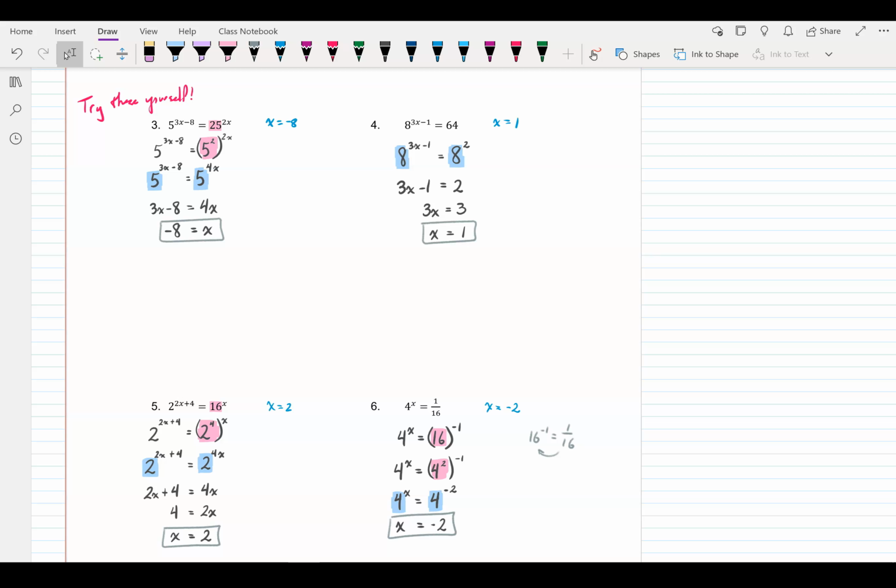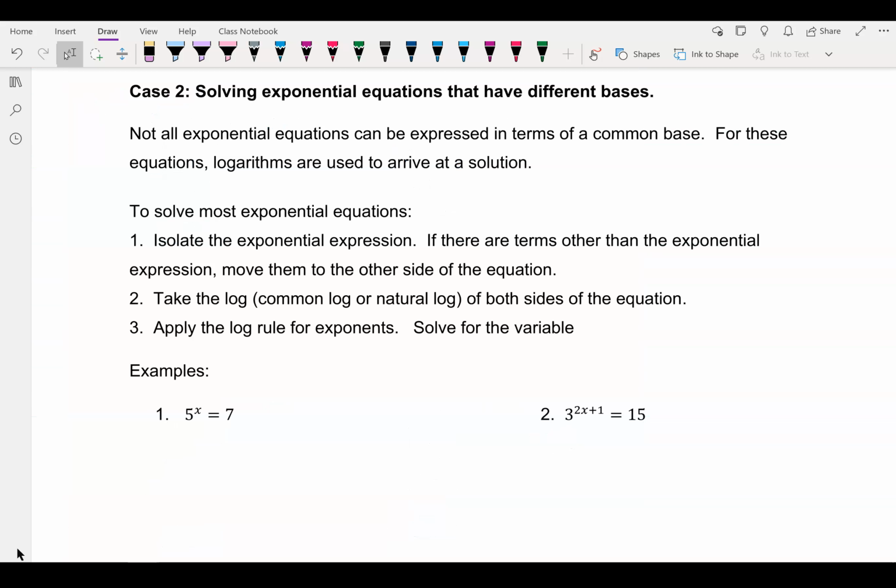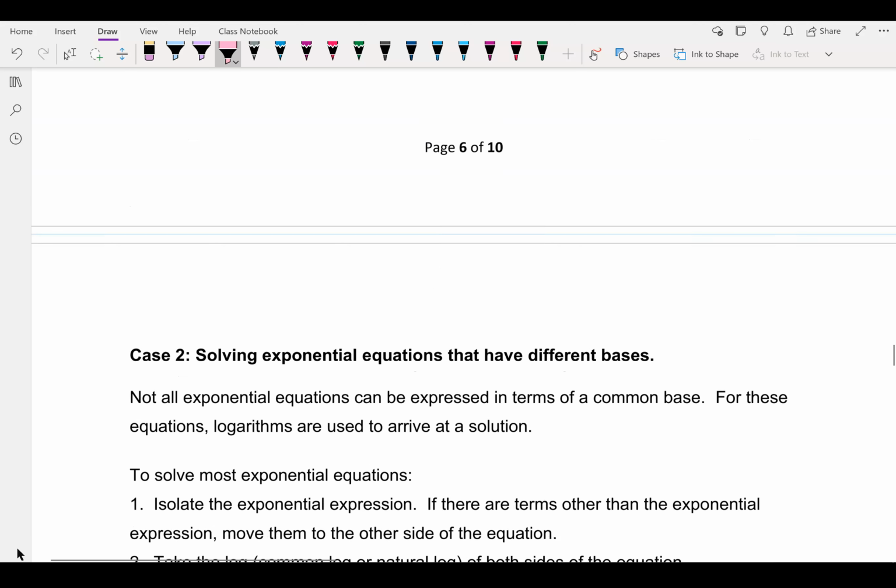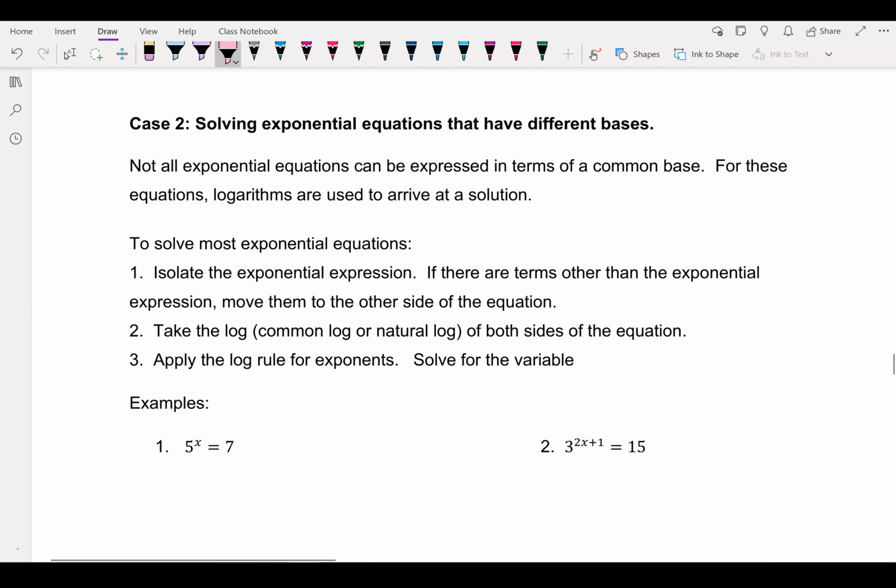Let's try page 7. This page starts by saying case 2. So the previous case of solving exponential equations, which means letters in the exponents, was same bases. And the difference here is that they have different bases. So what do we do? Do we give up? No, we truck on forward and we learn one of the very last things in this entire course. So you're almost there. Hold on for the ride.